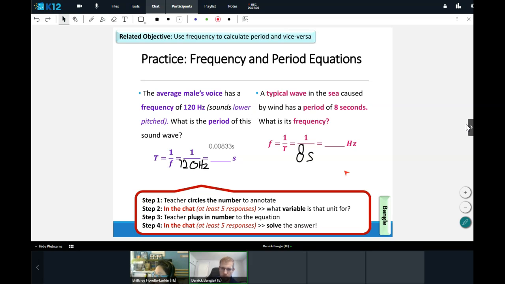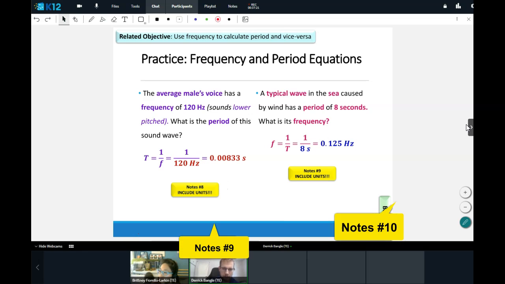Thank you, Matthew. Exactly. So this is going to be 0.125 hertz. Awesome. Let's go ahead and use these answers for number 8 and number 9 respectively. Our 0.0083 seconds, make sure to include units, that's for number 8. And then 0.125 hertz is for number 9, also include units.